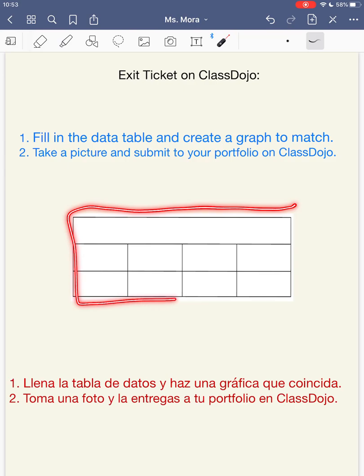So guys, for your exit ticket, here is a blank data table. Alrighty. So you're gonna redraw one in your notebook and draw a graph to match it. You can draw either a picture graph or a bar graph and then submit to your portfolio in Class Dojo, okay?